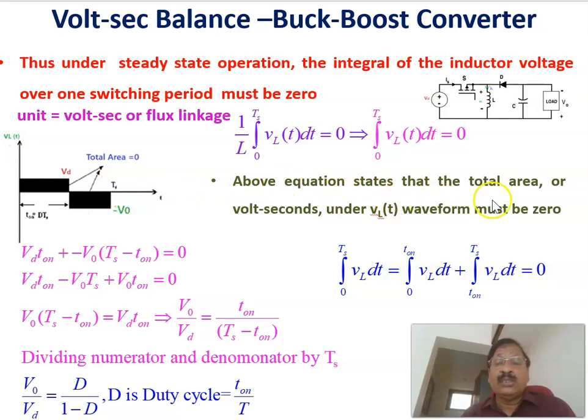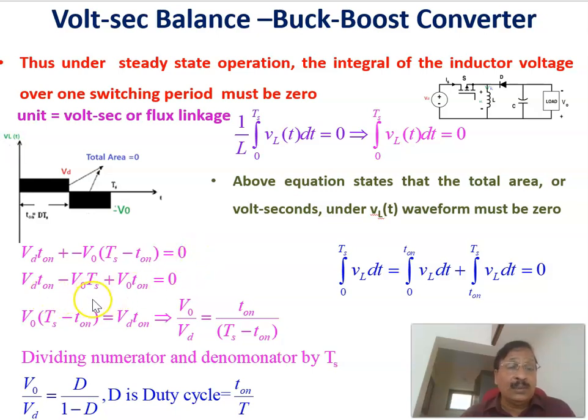The above equation says that the total area, or the volt-second, under the VL(t) waveform must be equal to 0. Positive area should be equal to negative area. Therefore, that is the condition to be satisfied, the volt-second balance concept as such. If you substitute the areas here, this is VD and this time is equal to the on period, VD into Ton, plus minus V0 into the time period Ts minus Ton, that should be equal to 0.